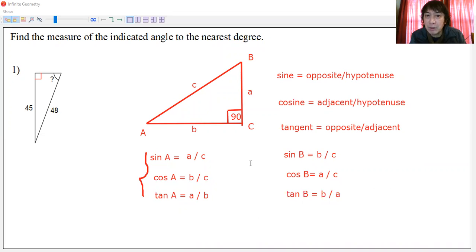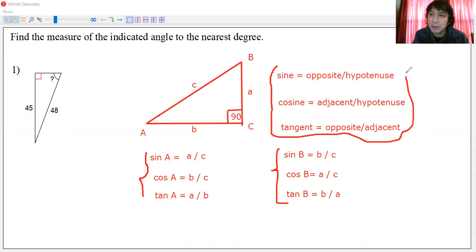So it really depends on which angle you are going to consider there. Okay, so we shall make use of these formulas, and just remember you have to memorize the meanings of the function. Okay, memorize this. You have to memorize this concept here.